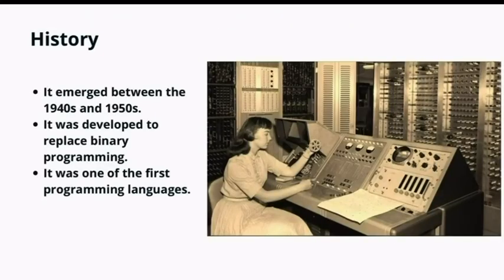History of assembly language. Assembly emerged during the 1940s and 1950s, when the first computers were beginning to be used. Before its creation, programmers worked directly with binary codes composed only of zeros and ones. Assembly greatly facilitated programming by replacing long sequences of numbers with easy-to-understand instructions. For that reason, it is considered one of the first programming languages in history.